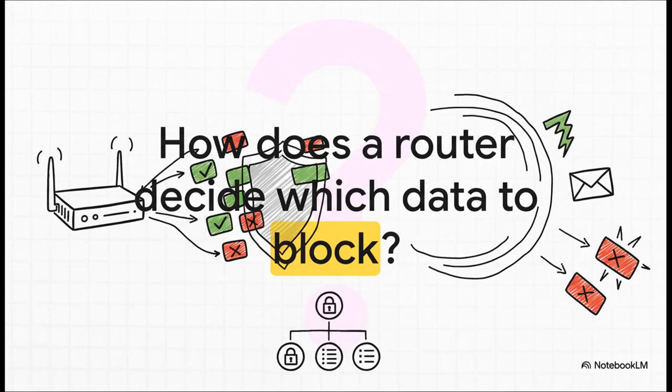So, have you ever wondered about that? You've got this router, right? It's sitting at the crossroads of all your network traffic. How in the world does it decide to let your web request go through but slam the door on some other kind of traffic? Well, that's the exact question we're tackling today. And the answer? It's all about the powerful logic of ACLs. So let's break it down.